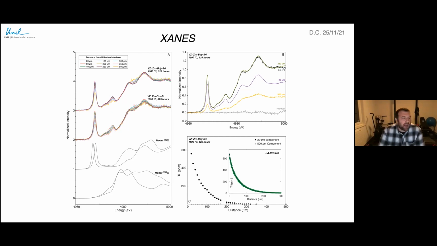I'll say right up front that this is going to be my best guess based on the data we have. Something I didn't go over today, just for sake of time, was that we did quite a bit of XANES work on these samples as well, where we measured XANES spectra across these profiles. And we found a few interesting things.